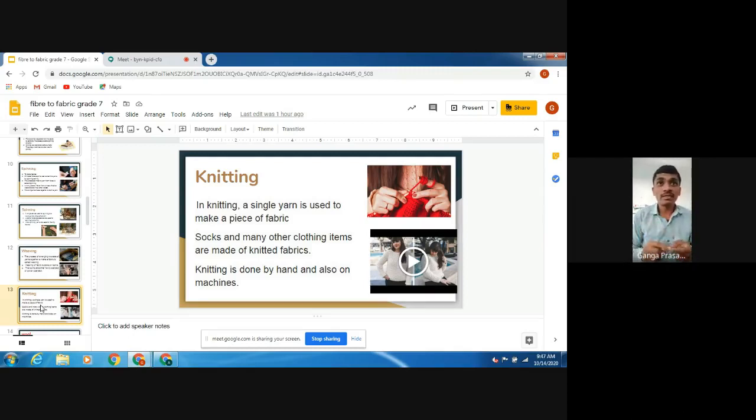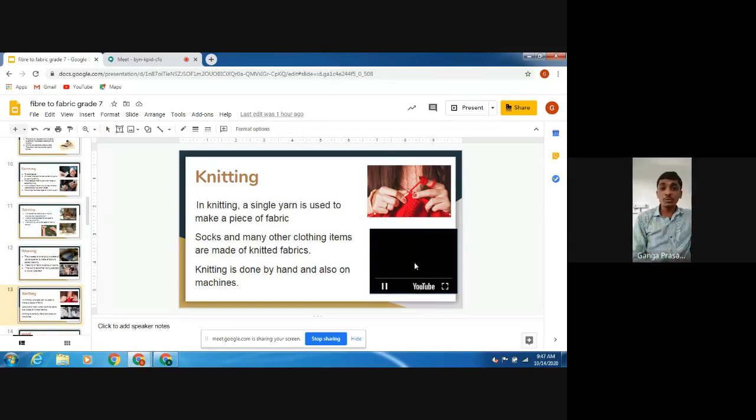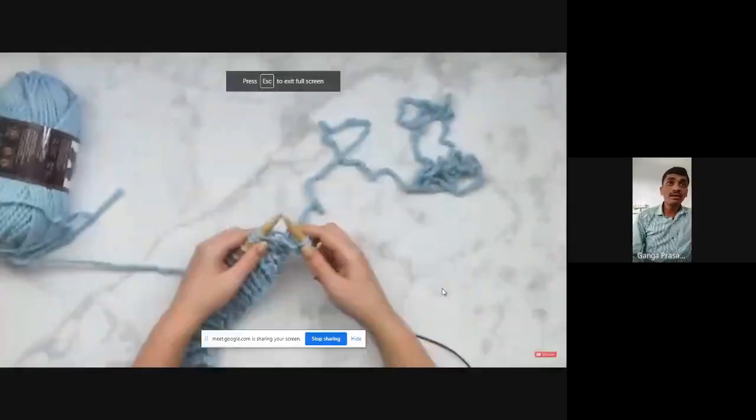So the process of making a piece of fabric using a single yarn, what do we call that process? Knitting. A single yarn is used to make a piece of fabric, and it is called knitting.